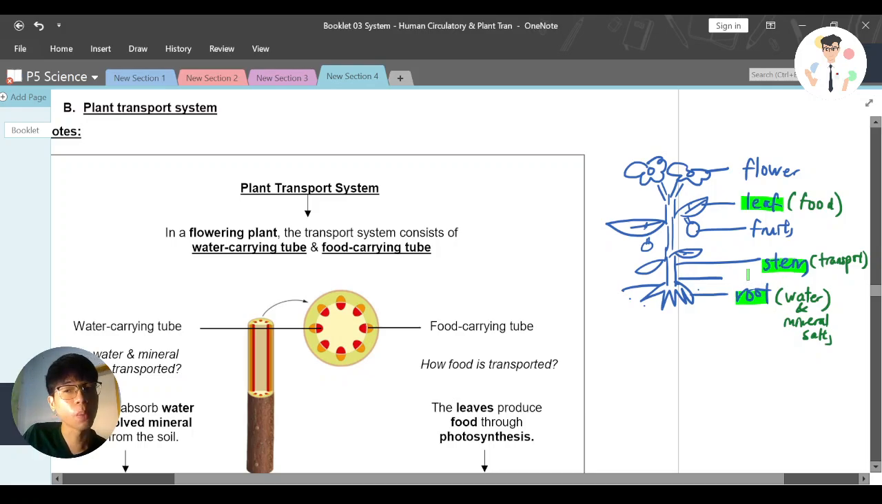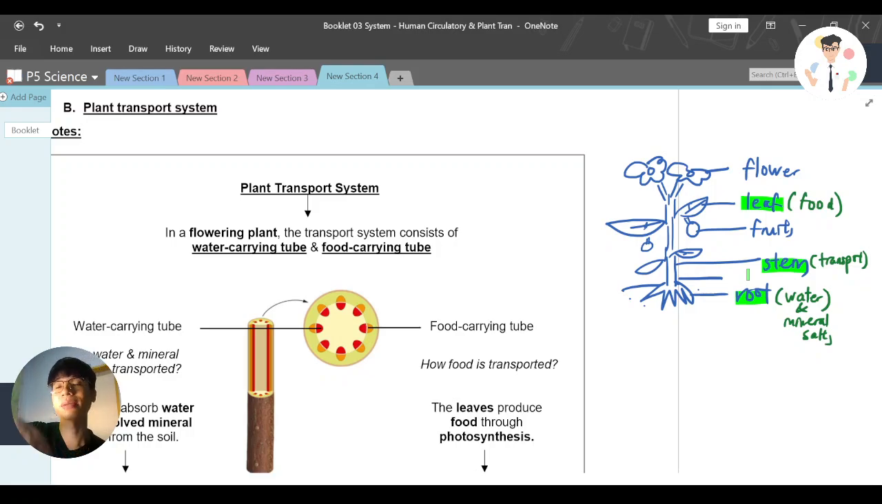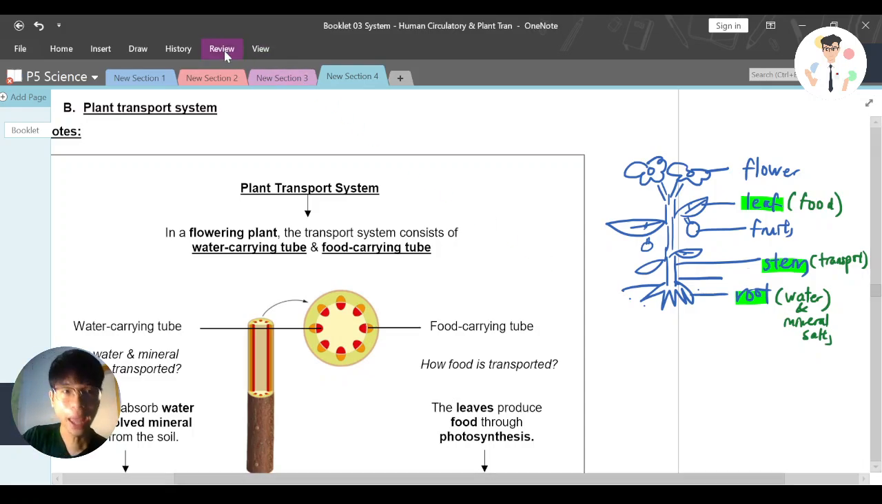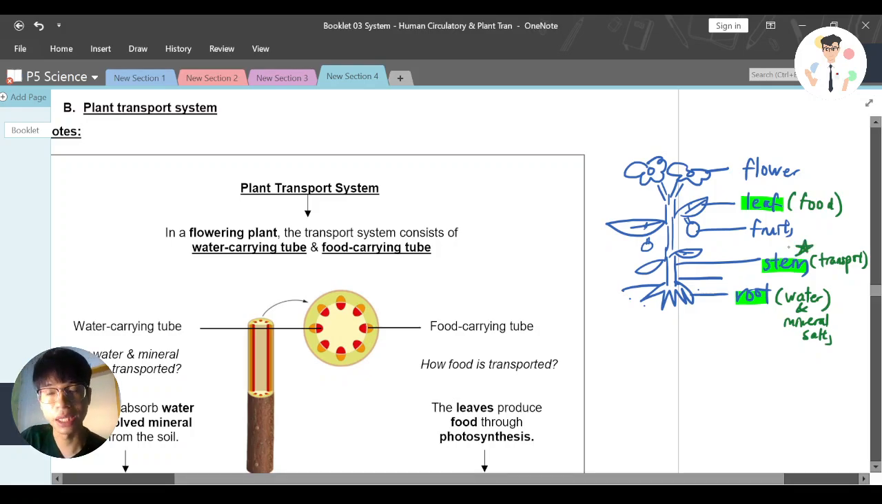Yes, root absorbs water and mineral salt, but how does it transport water to other parts of the plant? For example, leaf produces food, but how is the food being given out to different parts of the plant? And that is the part that we are learning today. You can see that stem takes the main role here because it transports. When leaf has the food, stem is the one that transports the food to all other parts of the plant. And the same thing here, roots have water and mineral salt, and stem is the one that transports them to other parts of the body. Okay?